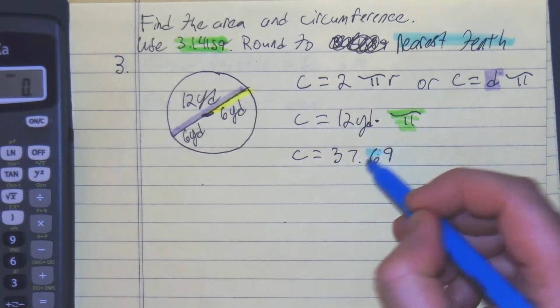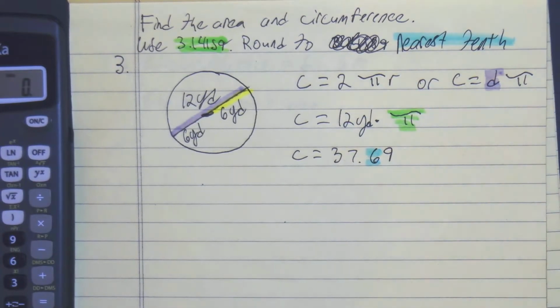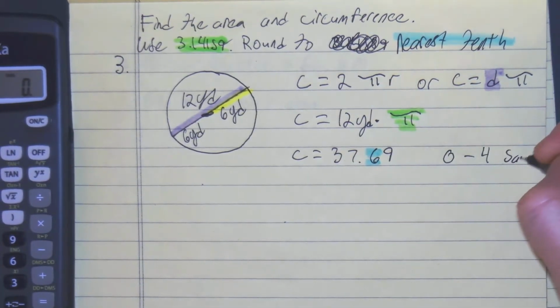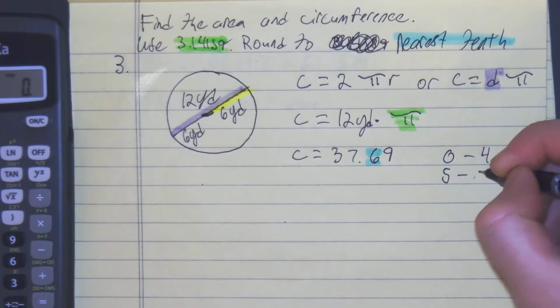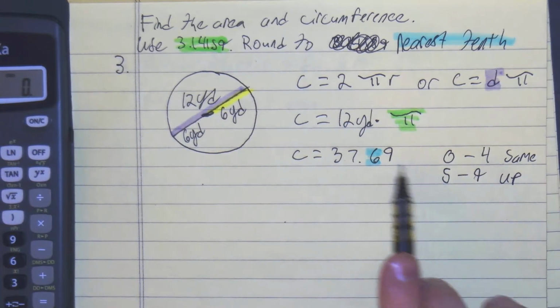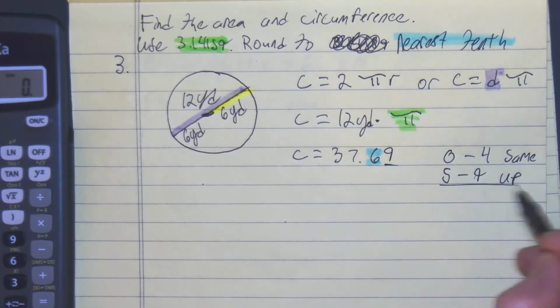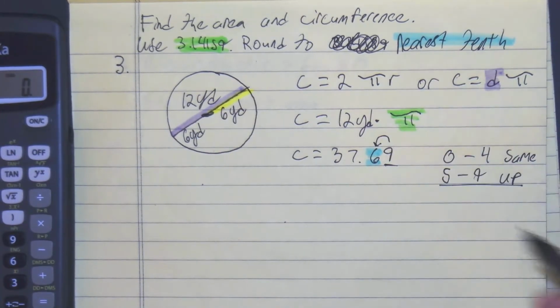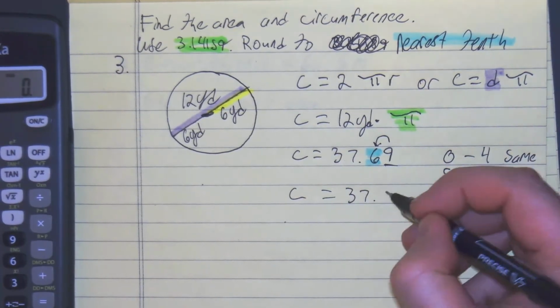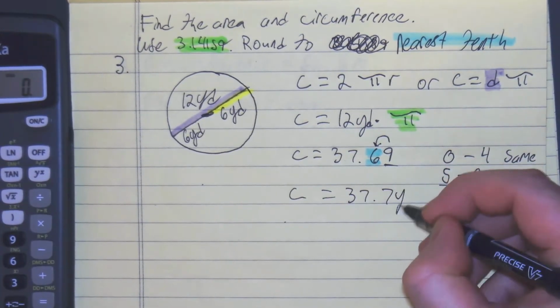So that means here's our tenth. For our rounding rules, 0 to 4 stays the same, and 5 to 9 rounds up. Here, this 9 follows this, so it's going to round it up. So you get c is equal to 37.7 yards.